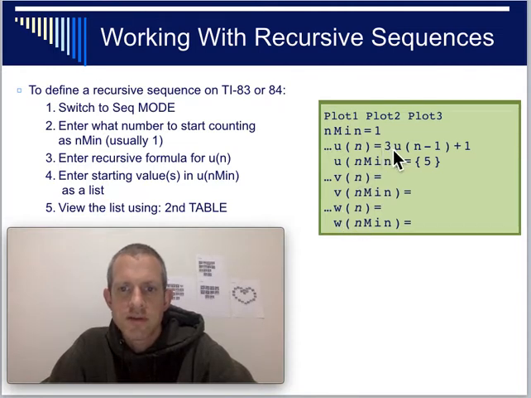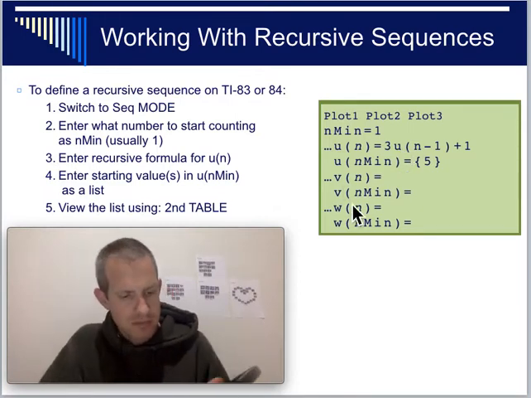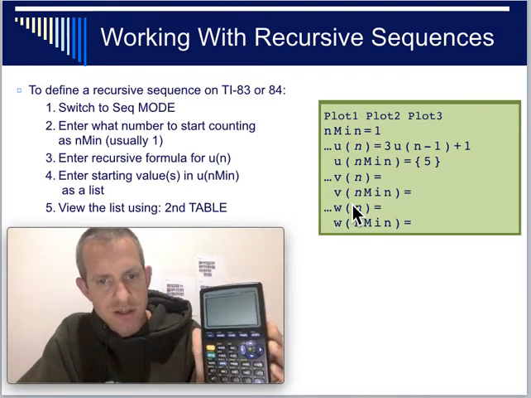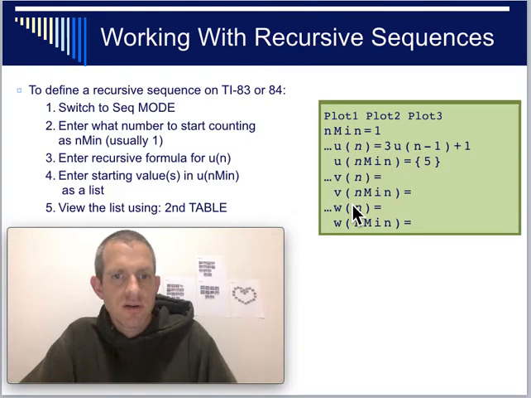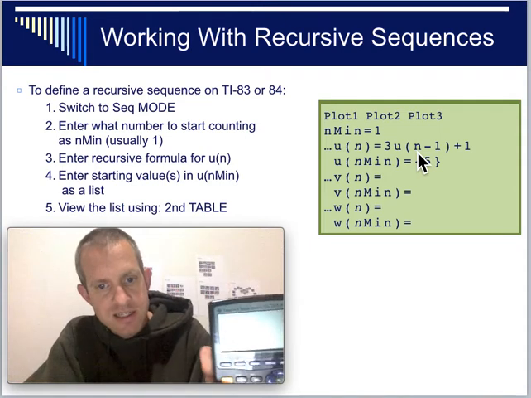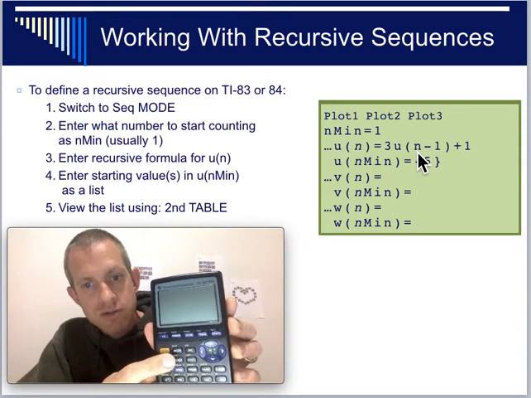And so what you'll want to do then is type a formula in. This is that sequence where you are tripling a number and adding 1 to it. And so starting with 5, tripling a number and adding 1, you can get the u and the v and the w. Second 7, second 8, second 9 are the u and the v and the w. And so you can type those in. To get the n, if you press the X, T, theta, n button when you're in sequence mode, you'll get an n.